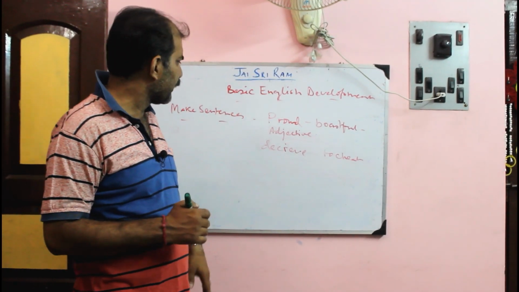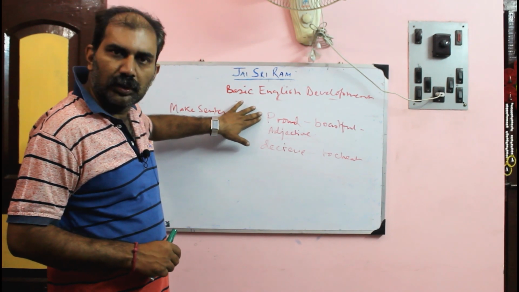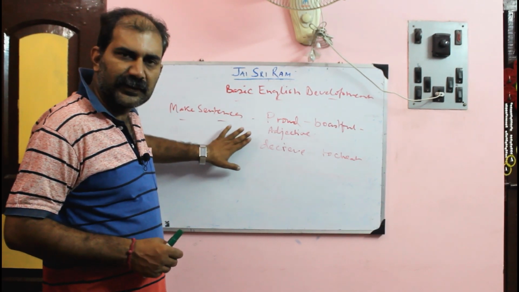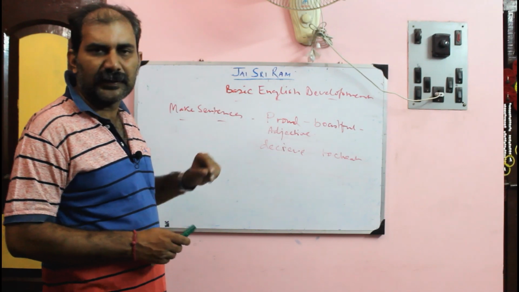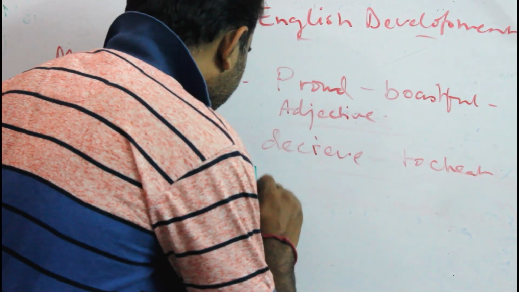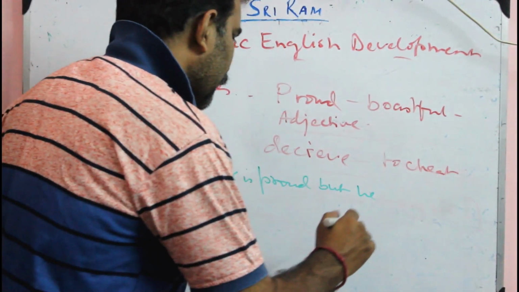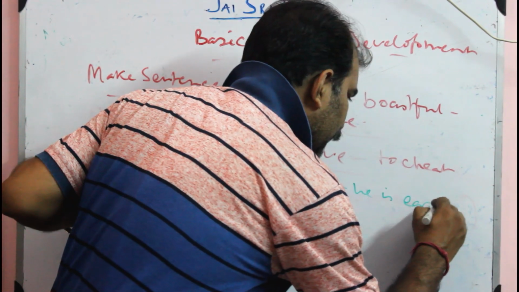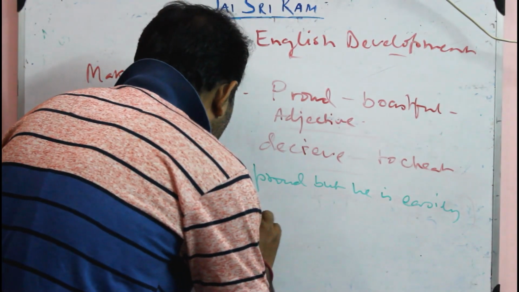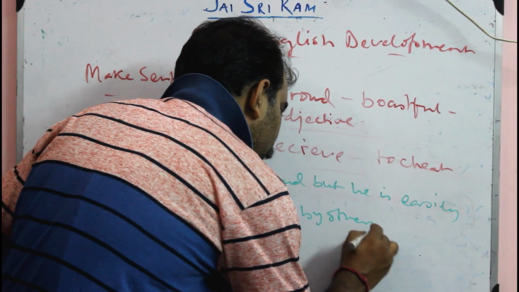Double word make sentences means instead of making separate sentences with proud and deceive, we take up these two words and make one sentence. He is proud, but he is easily deceived by others.